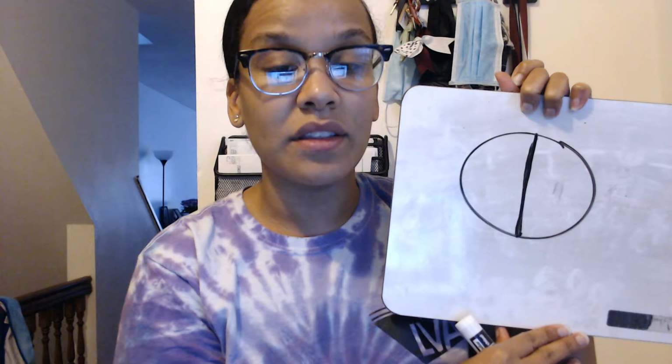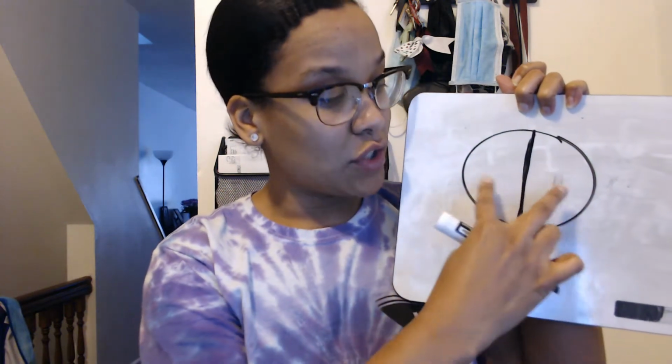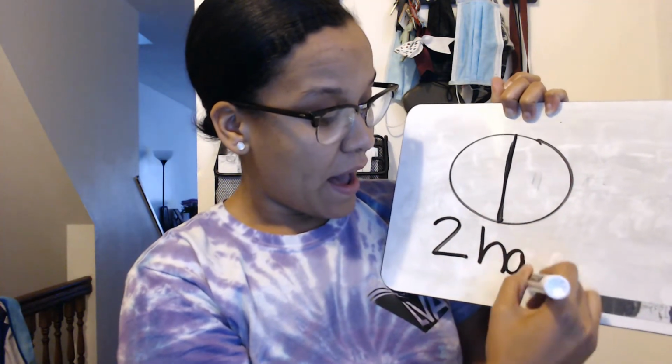I decided to go down. You can again draw this any direction and I will show examples of that. But this line gave me two equal parts and it also gave me two halves. So I have two pieces that are completely cut in half from a whole circle. So I have two halves.